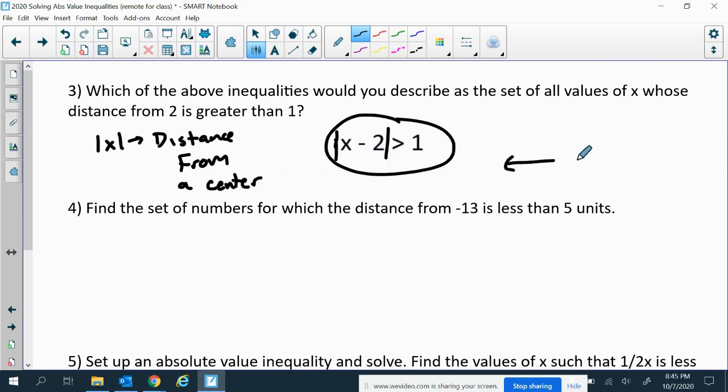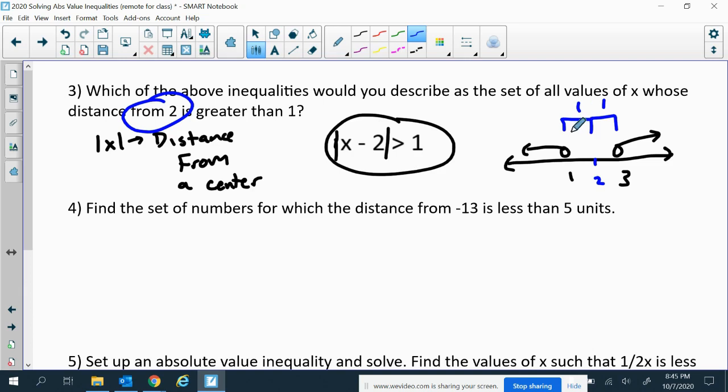So in this case, if I'm looking at the graph of this, I had 1 and 3. Notice that it's the distance from 2. So if I put 2 in the middle, and I look at how far apart it is from each of these things, the distance from 2 is greater than 1. So notice that all of my answers are greater than 1 unit away from 2, both to the left and the right.